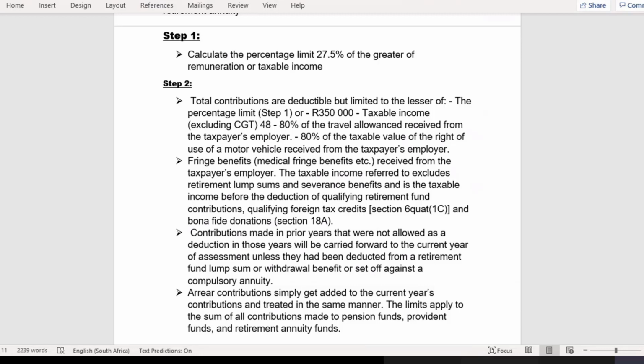So looking at the taxable income, which excludes the retirement lump sum and severance benefits, it is the taxable income before the deductions of qualifying retirement contributions, including qualifying foreign tax credits under section 6quat 1C. You don't need to know the section at this point in time. Your level doesn't require you to cram or know that. Right. And looking as well at your bona fide donations under section 18A of the receipt.